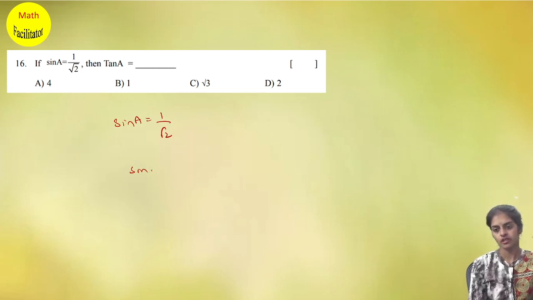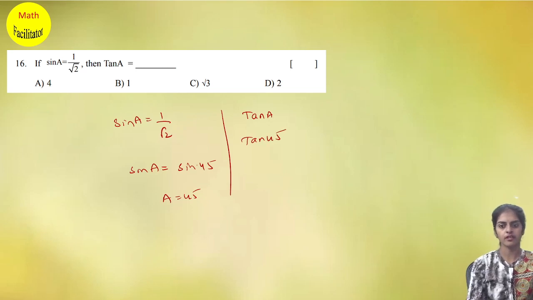Now see the next one. Sin A is 1 by root 2. So for what value of sin will you get 1 by root 2? For sin 45, isn't it? So angle A will definitely be equal to 45. So if angle A is 45, what is tan A? It is nothing but tan 45. Tan 45 is 1. So option B is correct.